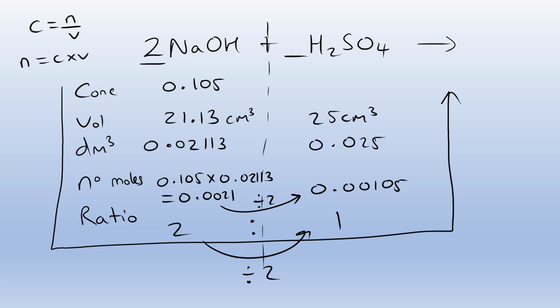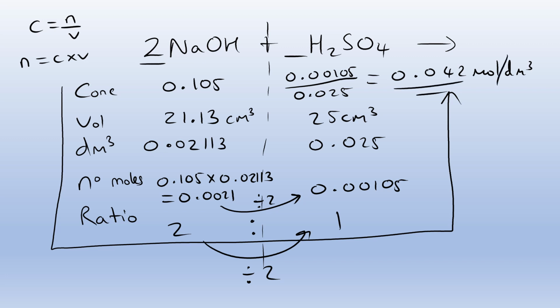Right, we're nearly there. We've got our number of moles, we've got our volume. Again, I'm not just going to plug the numbers in and put the answer. I'm going to show the examiner I know what I'm doing. I'm going to do 0.00105 divided by 0.025, which comes out as 0.042 moles per decimetre cubed. So there is my answer.